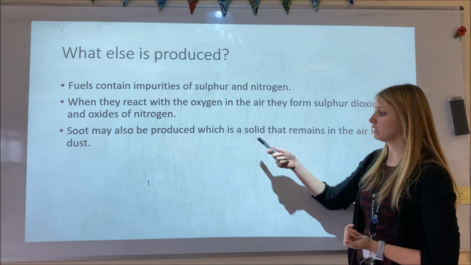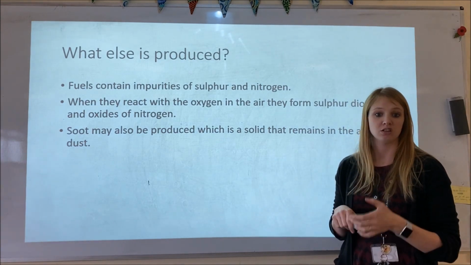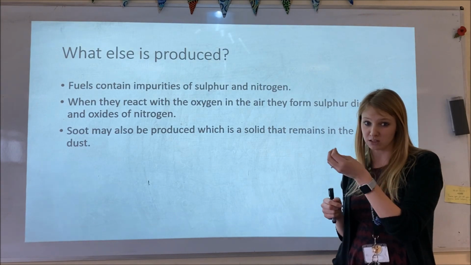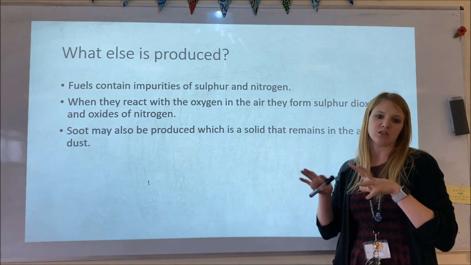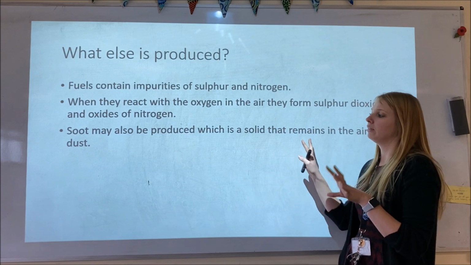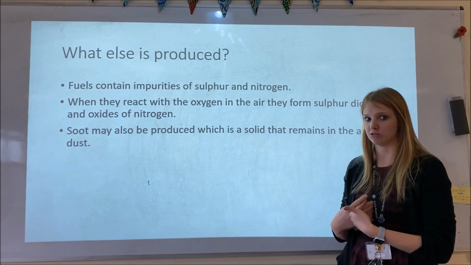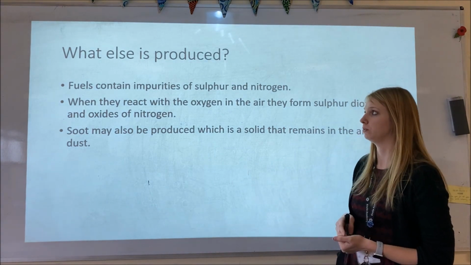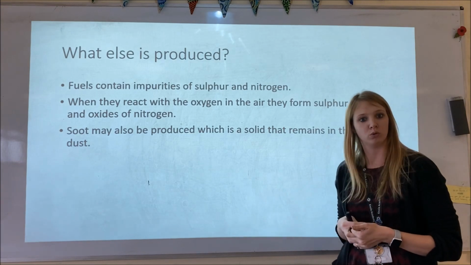And soot can also be produced. Soot is basically lots of very tiny solid particles, and they remain in the air like a dust, and that can cause its own problems, like respiratory problems. So it's another form of a pollutant, and again we will look more into that when we do about the atmosphere.